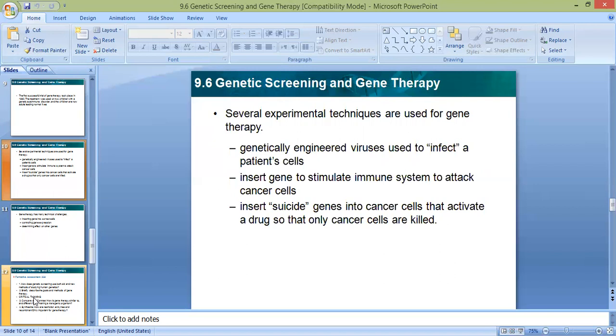There is also another technique: insert a gene to stimulate the immune system to attack cancer cells. And there is inserting suicide genes into cancer cells that activate a drug so that only cancer cells are killed.